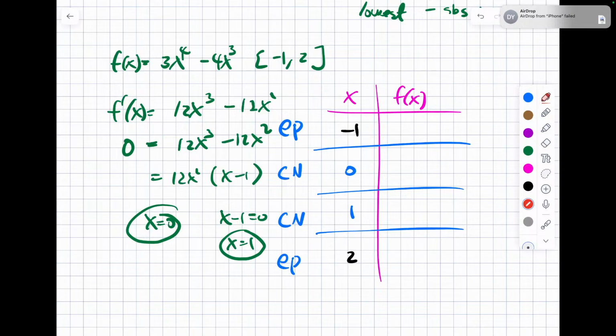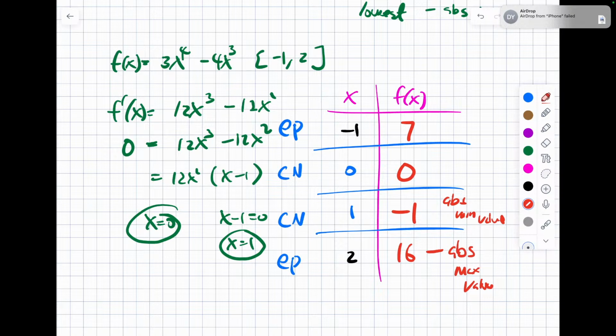What number am I going to get? Come on. That's 7. What happens if you plug in 0? 0. What happens if you plug in 1? -1. What happens if you plug in 2? Oh, that's it, 16. That was quick. Good job, Andy. So this is the absolute max value because that's the highest one, and this is the absolute min value. And that's how you do this type of question.